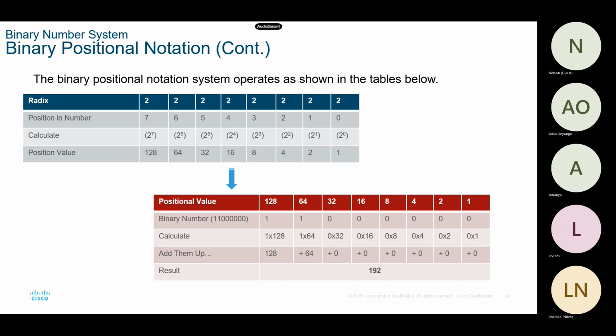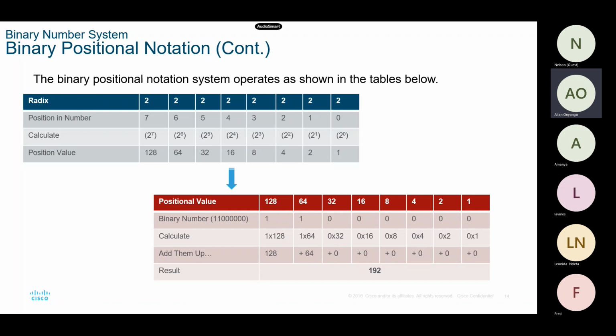Since we have already learned the total number of bits in each octet, remember what an octet is: every part of an IP version 4 address. So every octet has 8 bits. They can be all ones, all zeros, or a combination of ones and zeros. All right?